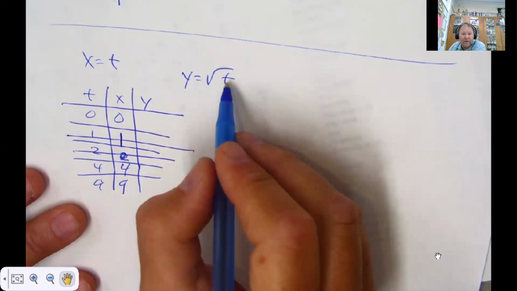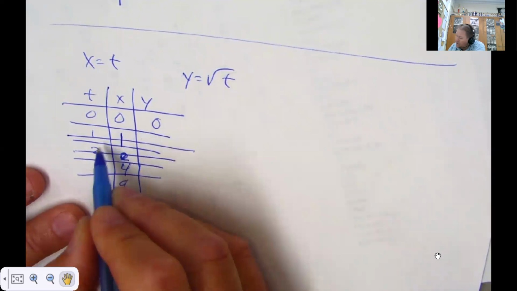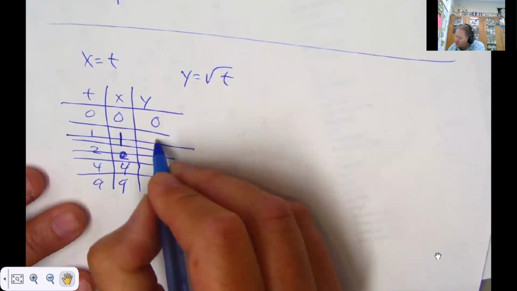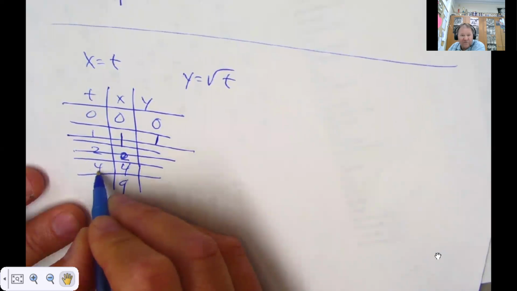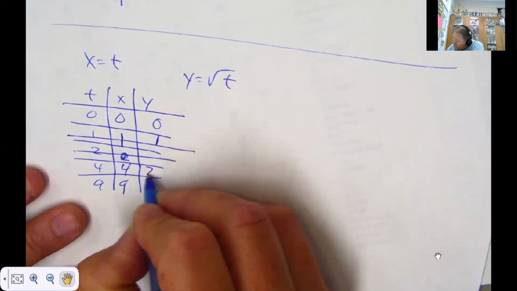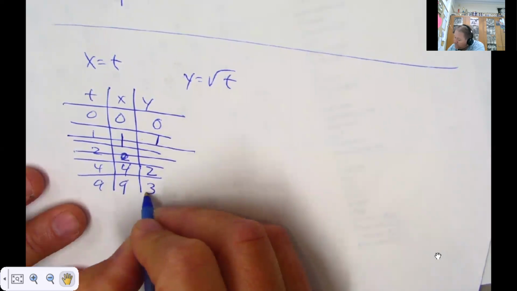And then when t is 0, square root of 0 is 0. When t is 1, square root of 1 is 1. When t is 4, the square root of 4 is 2. And when t is 9, the square root of 9 is 3.